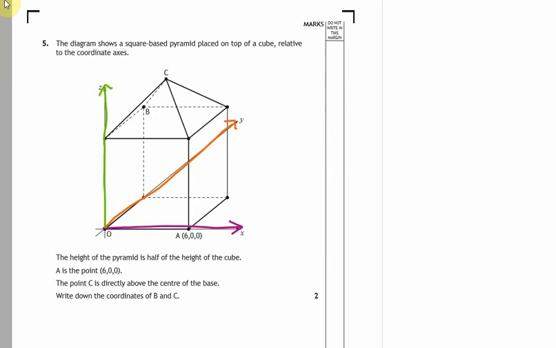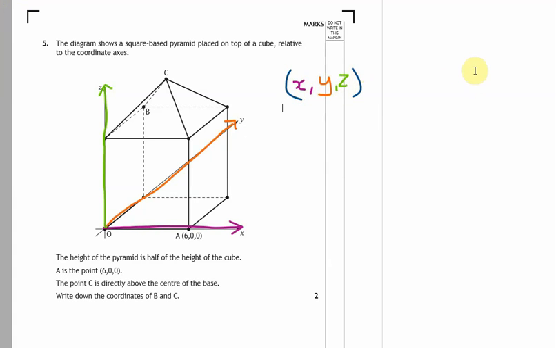Okay, so that's our three planes. So when we give a coordinate, we would give the x, we would give the y, and we would give the z. Okay, so all that is how far from the x, y, and z is the point. So how far along into the page and then up the page is it?